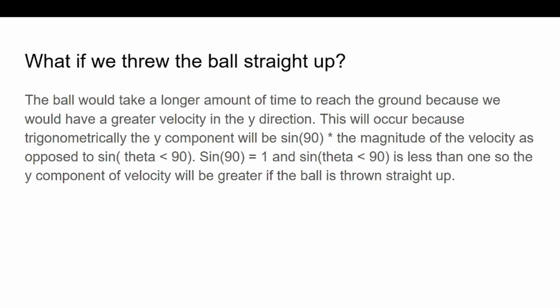What will happen if we throw the ball straight up? The ball would take a longer amount of time to reach the ground because we would have a greater velocity in the y direction. This will occur because trigonometrically the y component will be sine of 90 times the magnitude of velocity, as opposed to sine theta less than 90. Since sine of 90 is 1, which is greater than sine theta for theta less than 90, the y component of velocity will be greater if the ball is just thrown straight up. This makes sense physically. If you just have a y direction, then you're going to have greater velocity in the direction of greater force.